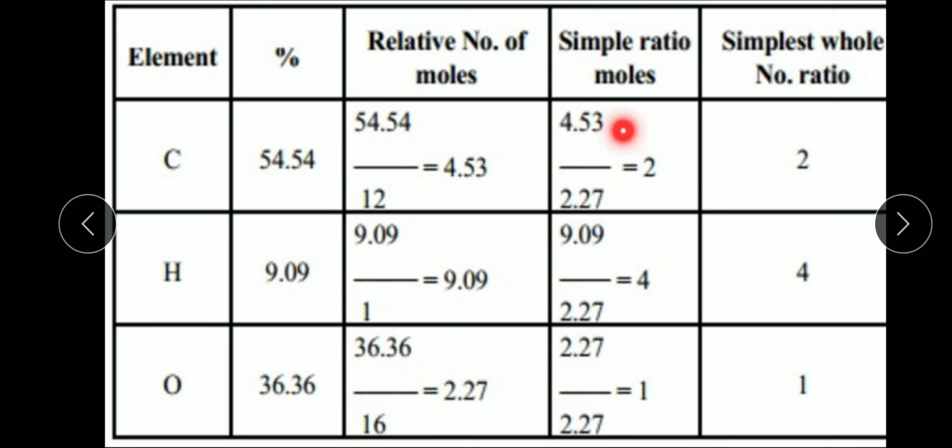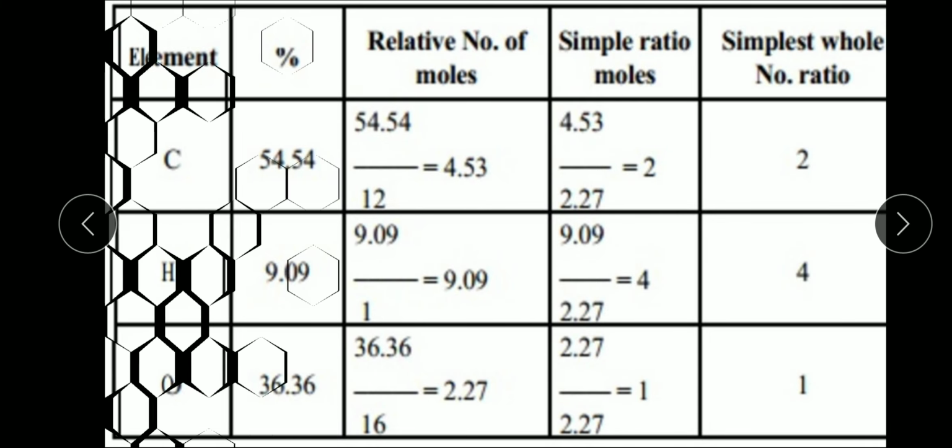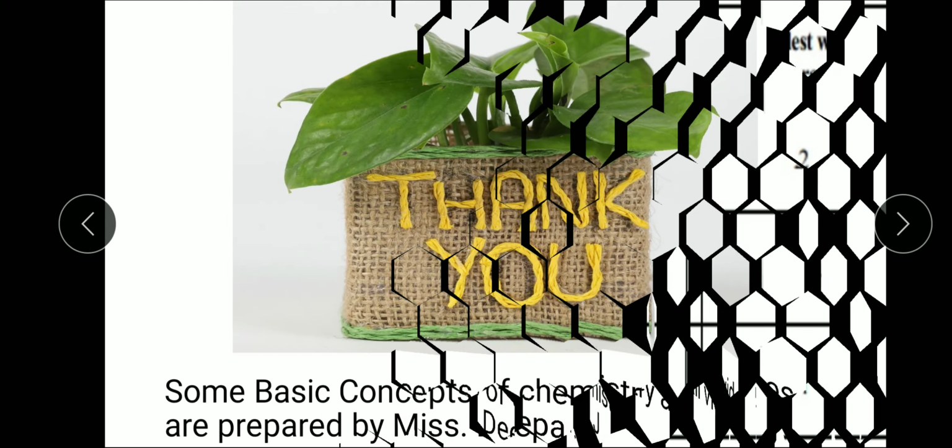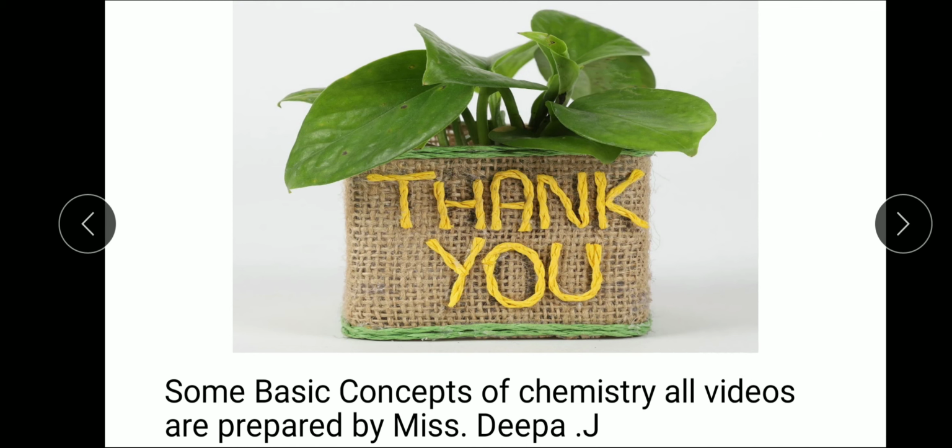So 4.53 divided by 2.27 gives 2. 9.09 divided by 2.27 gives 4. 2.27 divided by 2.27 gives 1. What does it form? The simplest whole number ratio 2, 4 and 1. Carbon is 2 in number, hydrogen 4 in number, oxygen 1 in number. So it gives the empirical formula C2H4O. I think you understood, students. Thank you all.